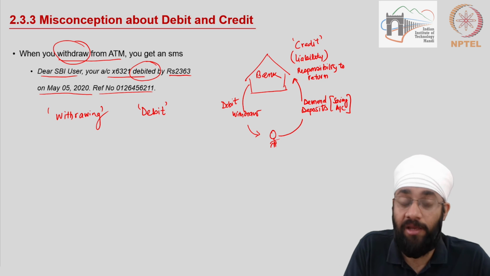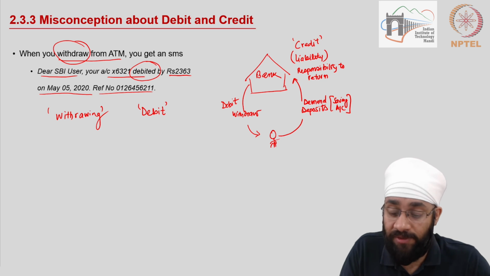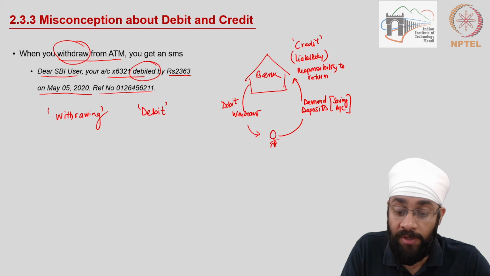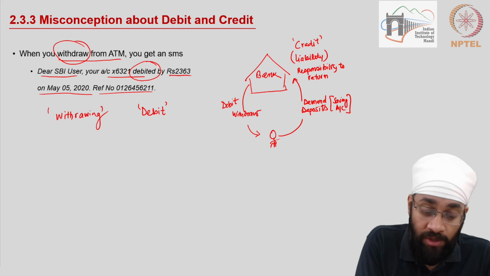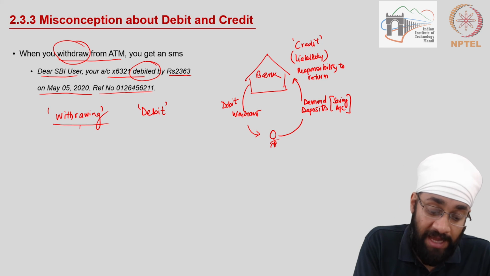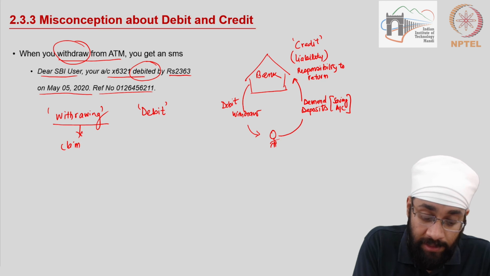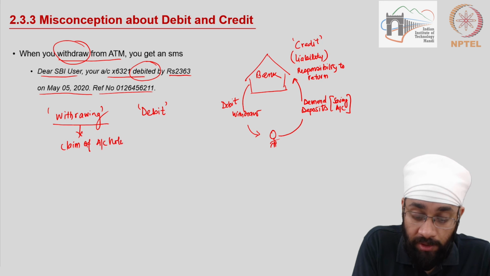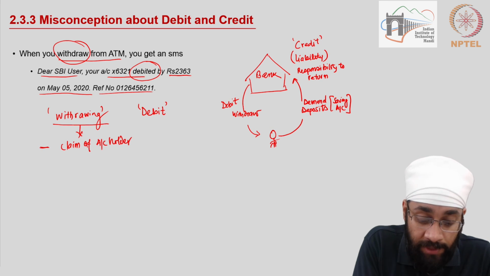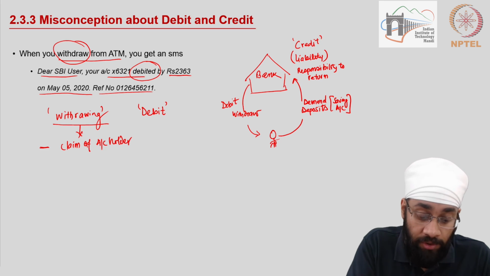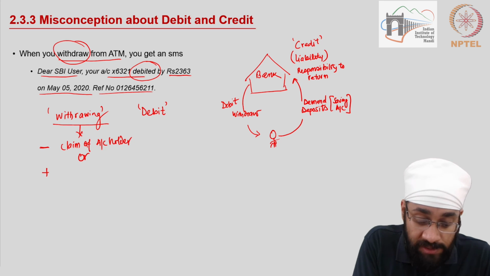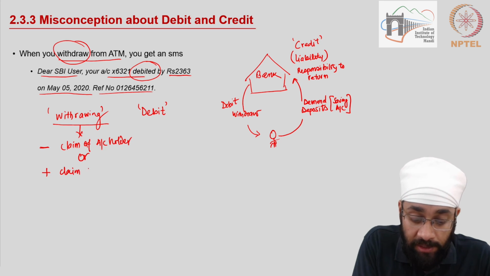Okay. So the bank is maintaining records of lakhs of account holders, and whenever account holders withdraw the money, that means the claim of the account holder goes down. The alternative is true, which means the claim of the bank is going up.